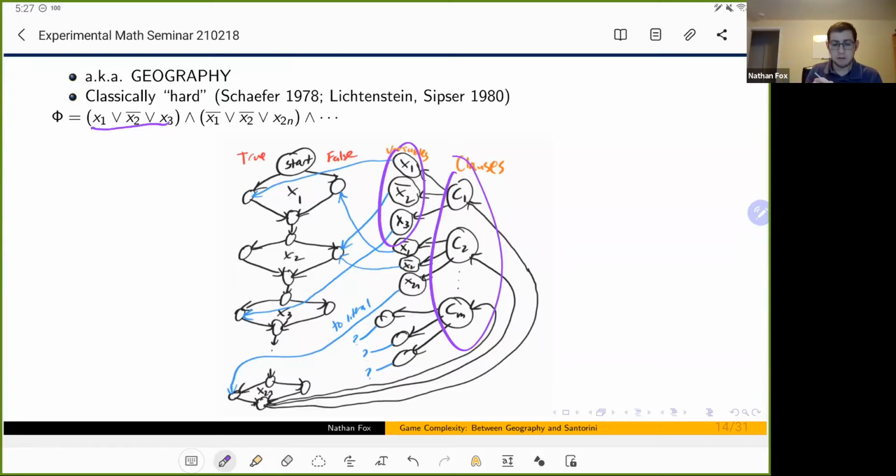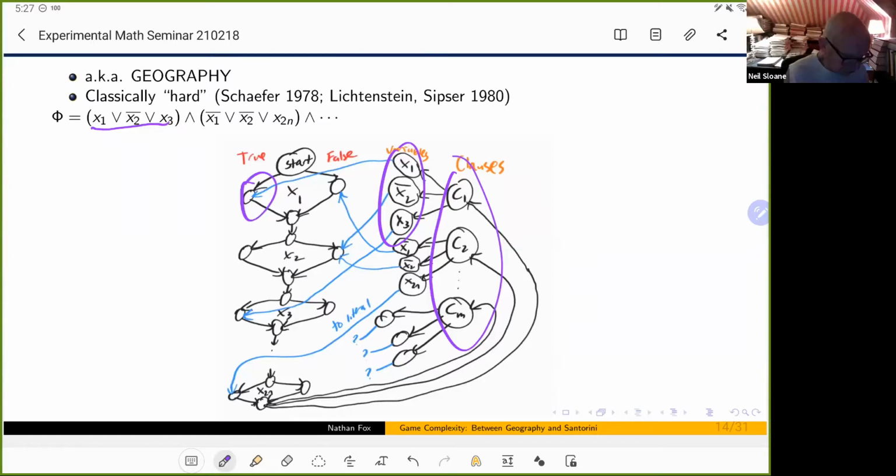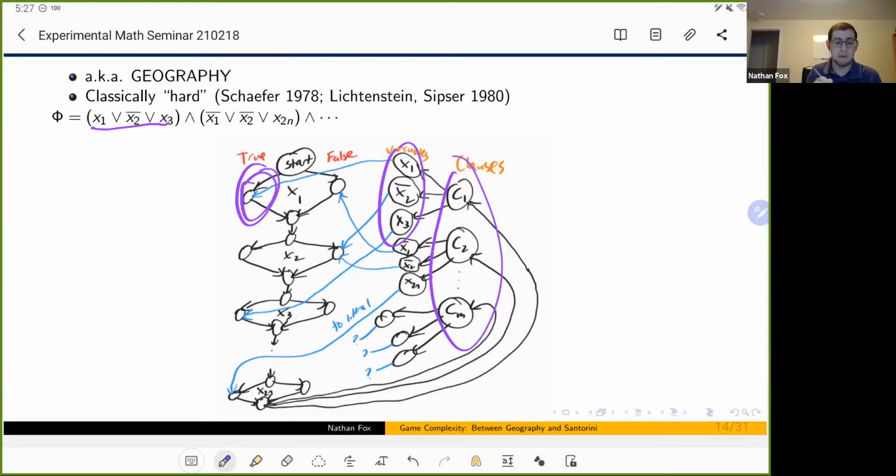If she moves to something true, Brian loses because this will have been deleted when this variable was set. But if Abigail moved to something false, this is still here, Brian moves there, then Abigail loses because this vertex has definitely been deleted.